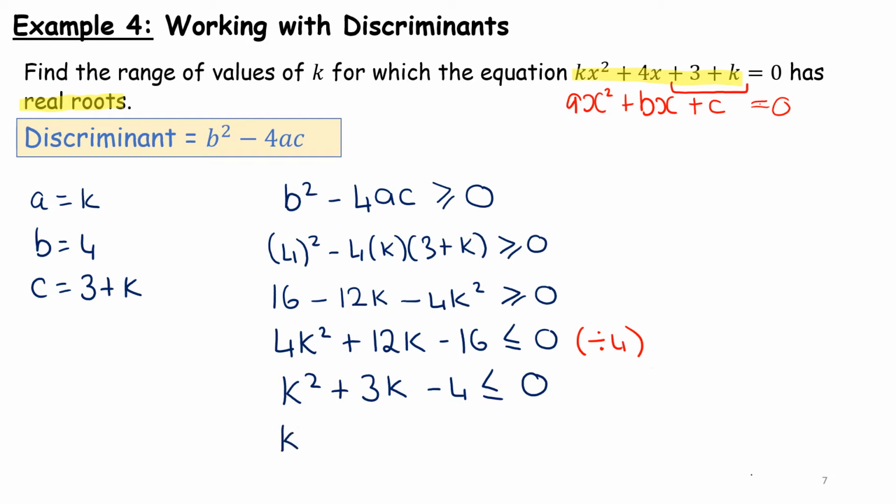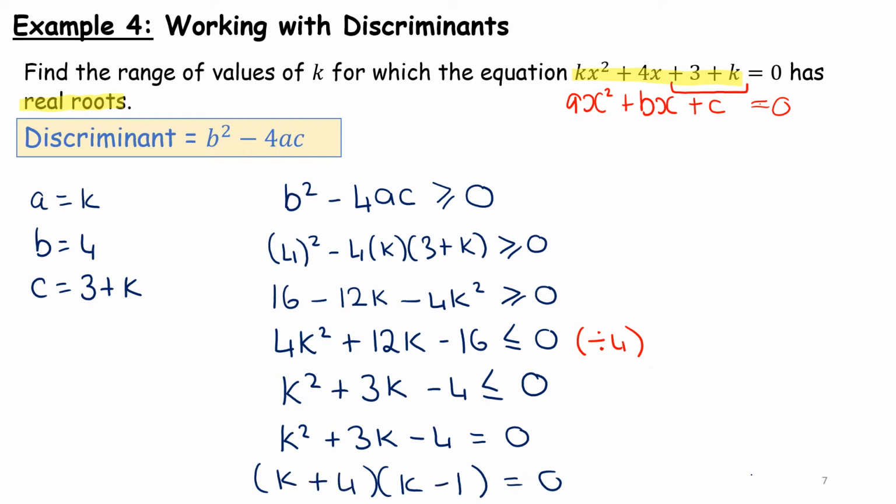Now that I have my quadratic inequality, I instead solve the corresponding equation, which is k and k, so minus 4. So I'm going to have a plus 4 in one bracket and minus 1 in the other. That gives us 2 factors and corresponding roots. k is minus 4 and k is 1.